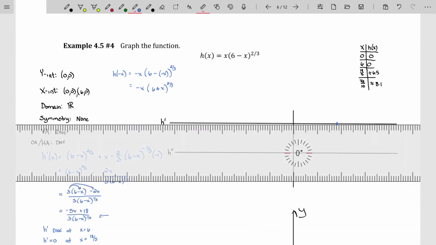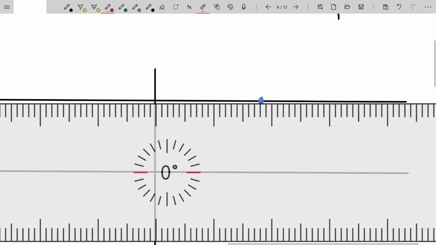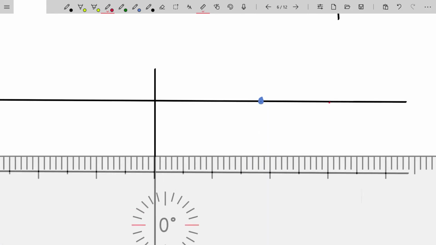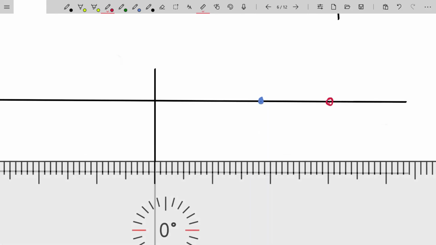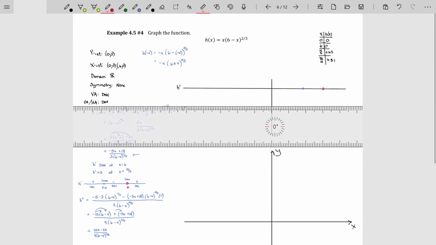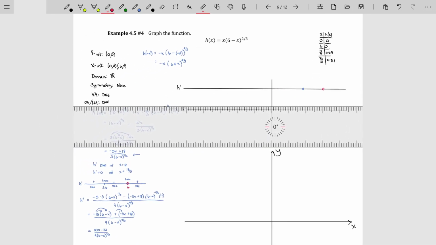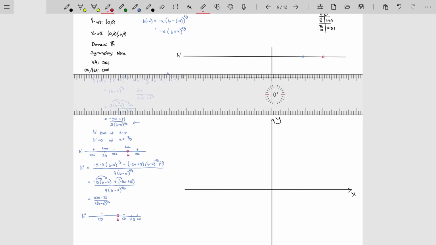At 6, this derivative doesn't exist, so I'll use red here and I'll zoom in. 1, 2, 3, 4, 5, 6. So I'm going to put a little dot there. See anything else about my first derivative? No. Second derivative, 6 and 7.2.